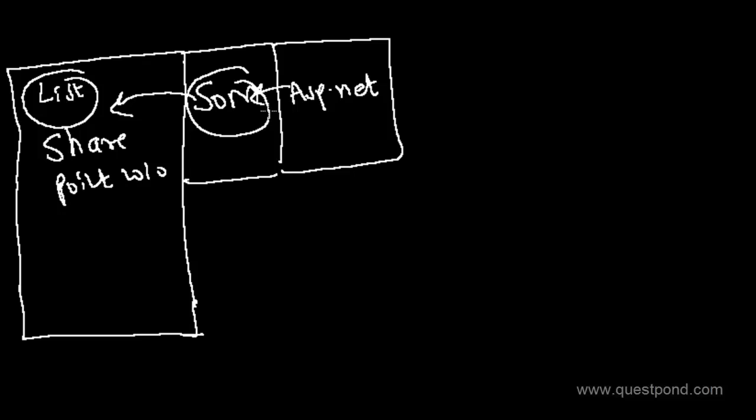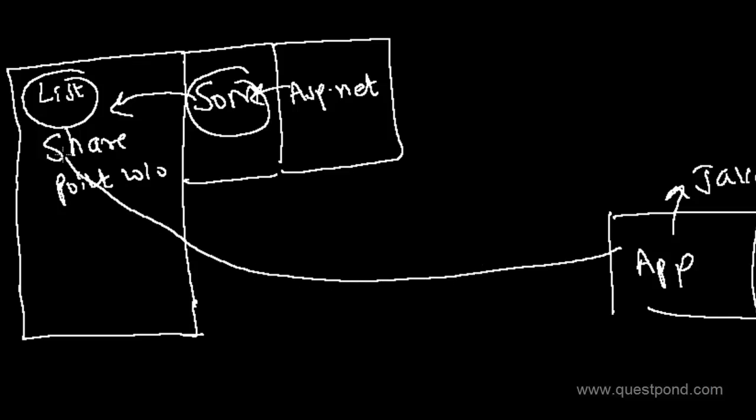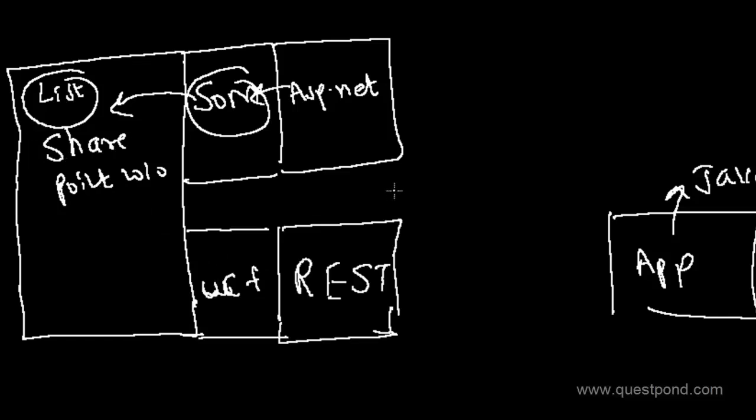But now let's take a different kind of scenario. Let's say that you have an application which is running remotely, or let me complicate this more, let me say that this application is a Java application. So how can this application interact with your list, manipulate your list, read your list, or rather how can it interact with SharePoint to read and write data from the SharePoint server? For such external applications, SharePoint has exposed its services via REST.